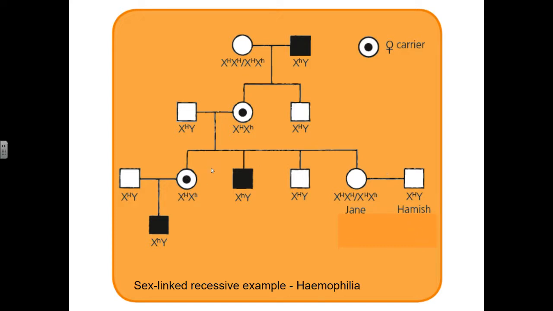Here we have a carrier female. So as I said, this is the example of me. So my mother is X with a good H and X with a bad H. My dad is not colorblind. He gave me his Y chromosome, and my mother gave me the bad H chromosome.